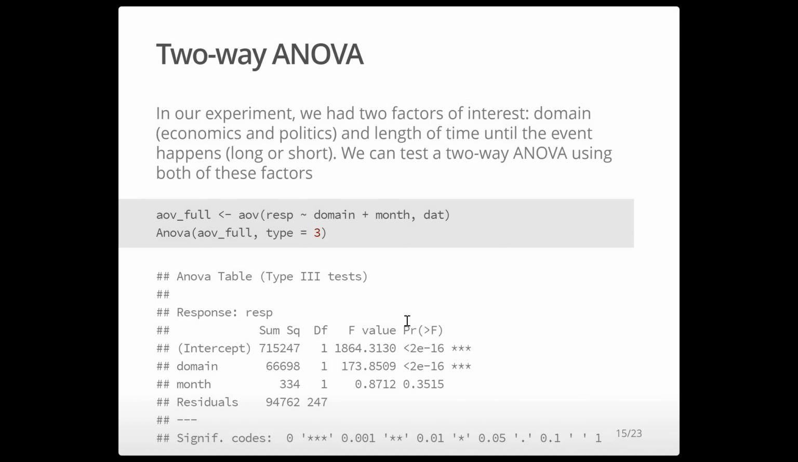For two-way ANOVA, we can use multiple different factors at once. So here we're going to look at both the domain and month factors, which were two of our factors of interest. Remember, domain is the subject of the events being forecasted, and month is how far into the future they look. So here I run a two-way ANOVA just the same way, using the plus sign to add the extra factor. And then I call the big A ANOVA on it to get my ANOVA table. And here we see domain is significant, but month is not.